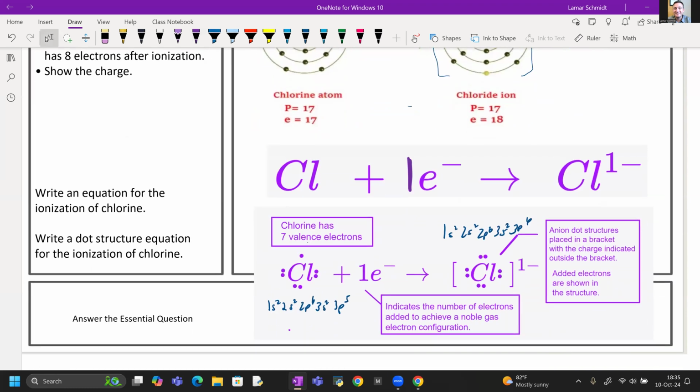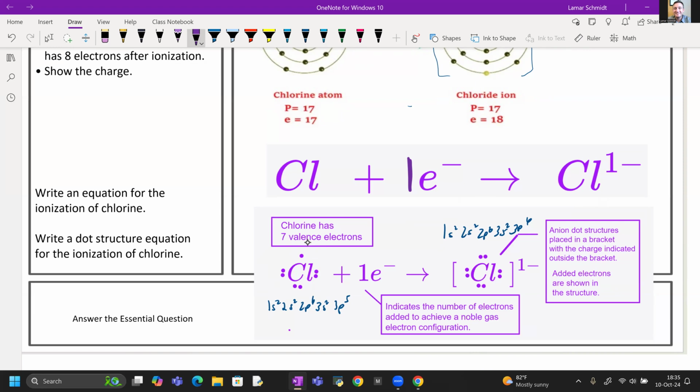Now we can also do this with the dot structure equation for the ionization of chlorine. Here we have chlorine. We notice that chlorine has 7 valence electrons. Now, how do we know that? We know that from the electron configuration. We can see that 3s2, 3p5, a total of 2 plus 5 electrons in its highest energy level. Also, we could go to our periodic table and see that it's in group 7A.